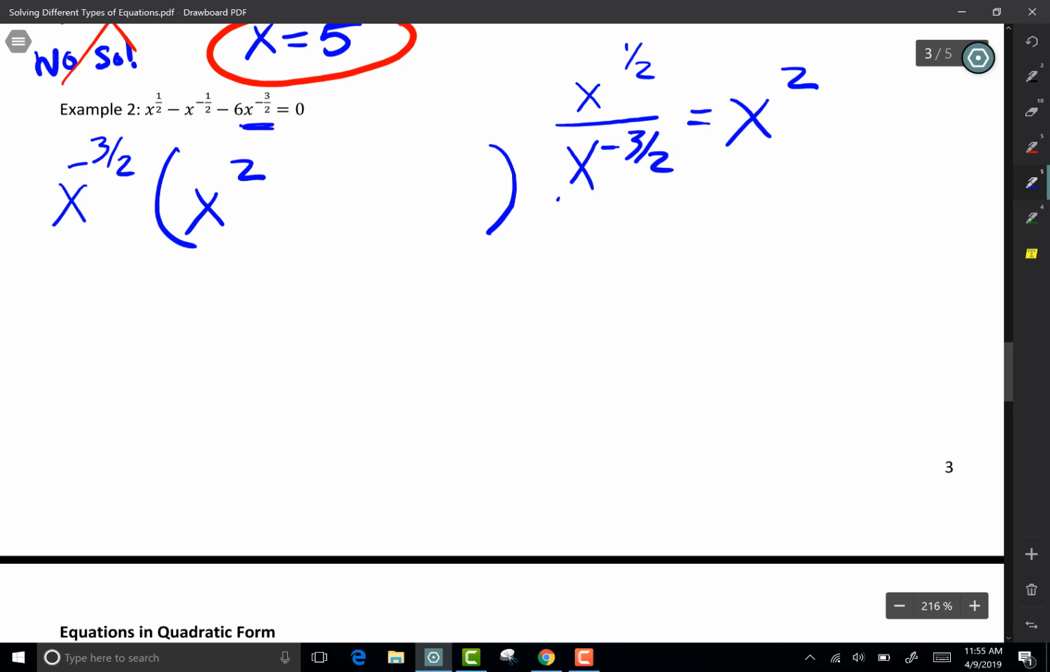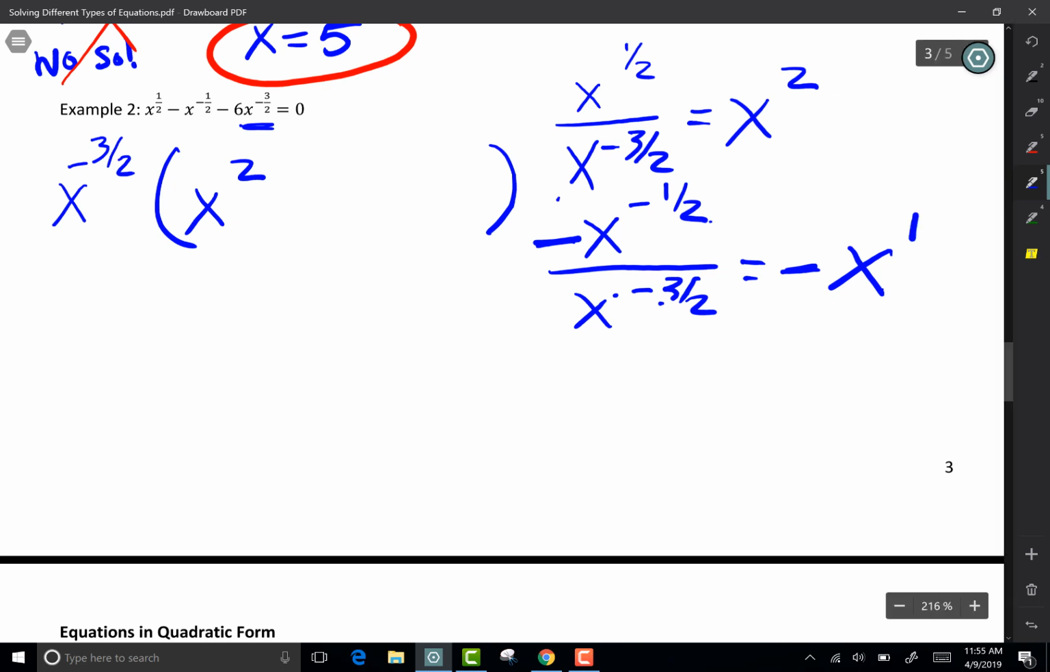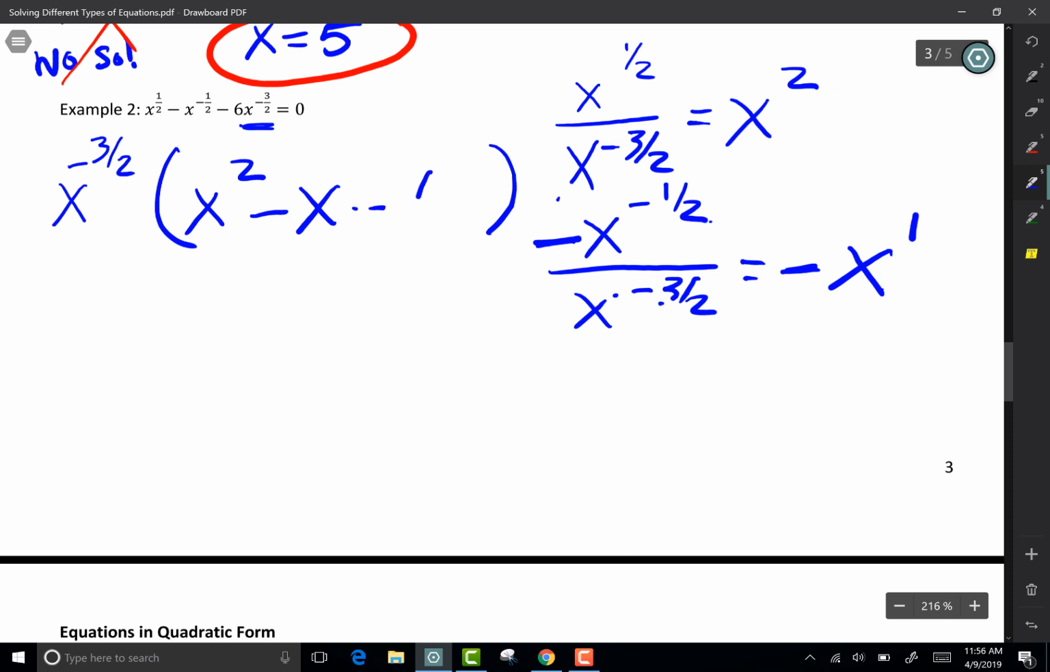The next one, we have minus x to the minus 1/2 over x to the minus 3/2. So to figure out what my exponent would be, I take minus a half and I subtract a negative 3/2. Since it's a double negative, I would have minus a half plus 3/2, which would give me 2/2, which is 1. So in here, I'm going to have a minus x. Okay, and then when I take a minus 3/2 out of the negative 6x to the minus 3/2, I'm left with just minus 6.